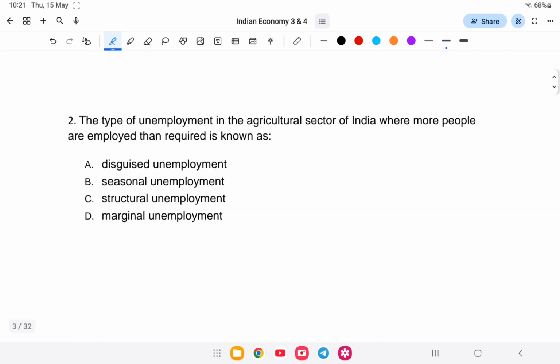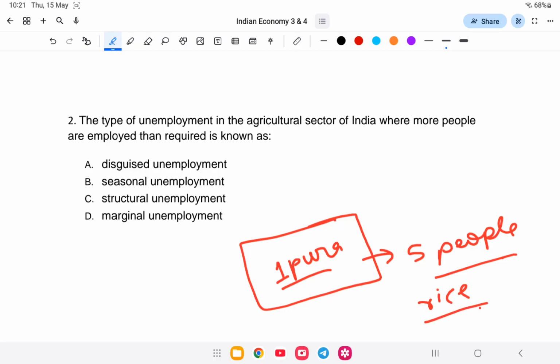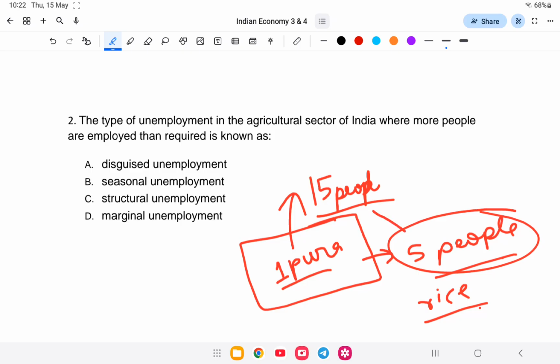Next question: the type of unemployment in the agriculture sector where more people are employed than required is called case. So for example, agriculture plot of land ek pura mati there. For example, only 5 people is required. Ekta pani kheti there, only 5 people are required to produce rice. Chawal ugabole only 5 people are. Holibe ede manu 5 people nina 15 manu kam kora jay. So more than required means 5 people ba kuru pare to 15 manu ba kora jay.